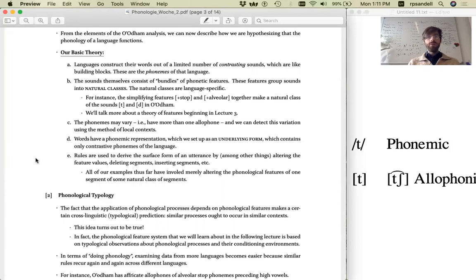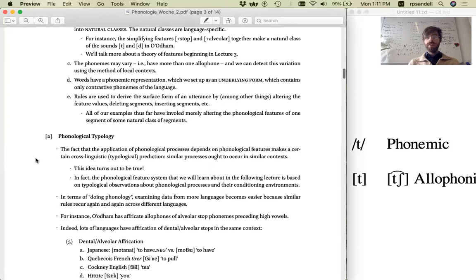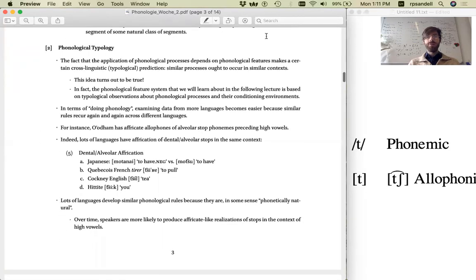Good. So when we come back, we'll start to look then at the analysis of phonemes a little bit from a typological perspective.